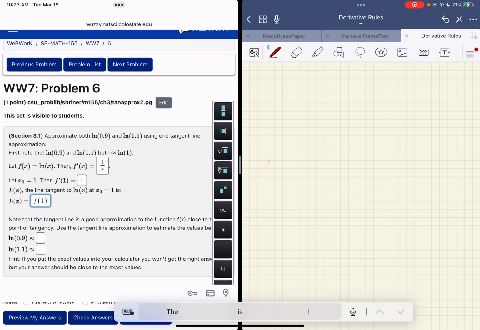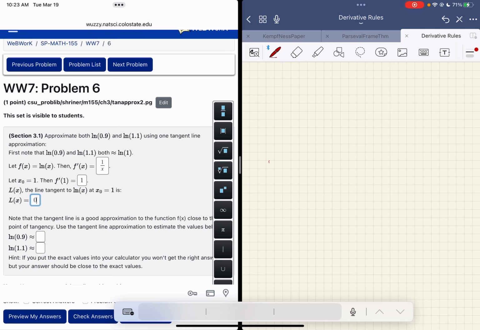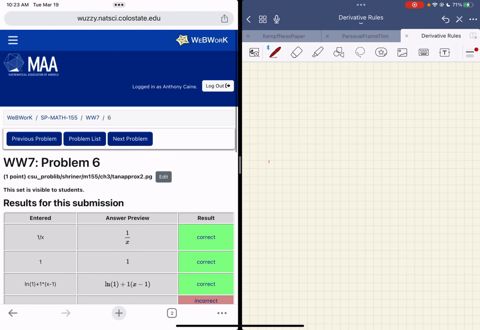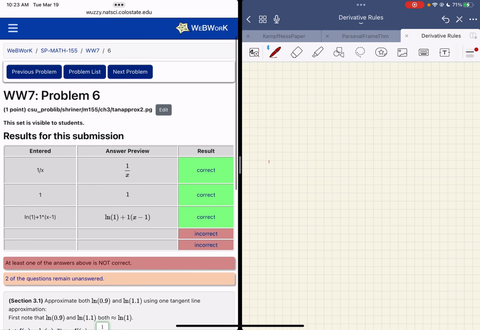Natural log is f of x, right? I have to plug in 1. So that's ln of 1. What's ln of 1? It's 0. But you could write ln of 1, and it would still work. Okay, I'll show you that it would still work, but whatever. Okay, f prime of 1 goes here, so that's 1. And I have x minus 1. Okay, there you go. And I'll just hit submit really quick. So there it is. You can see it all works.